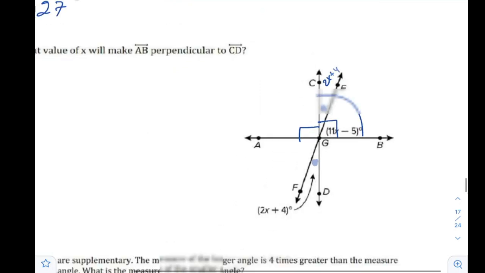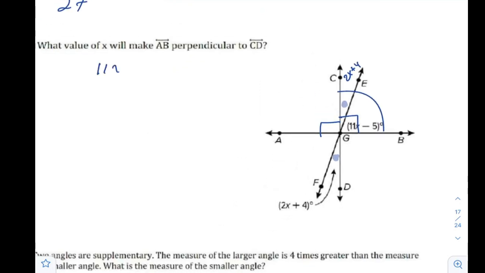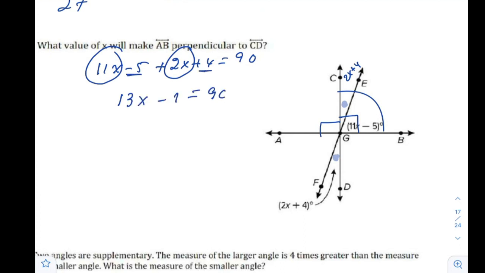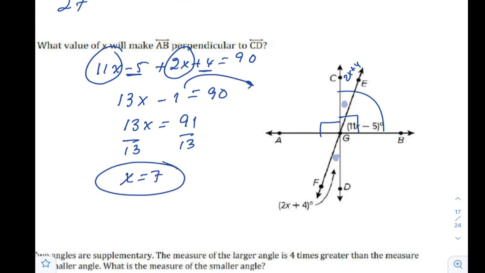So the sum, as we said now, 11x minus 5 plus the other angle, which is 2x plus 4, equals 90. And 11x plus 2x is 13x, minus 5 plus 4 is minus 1. So x is 7.